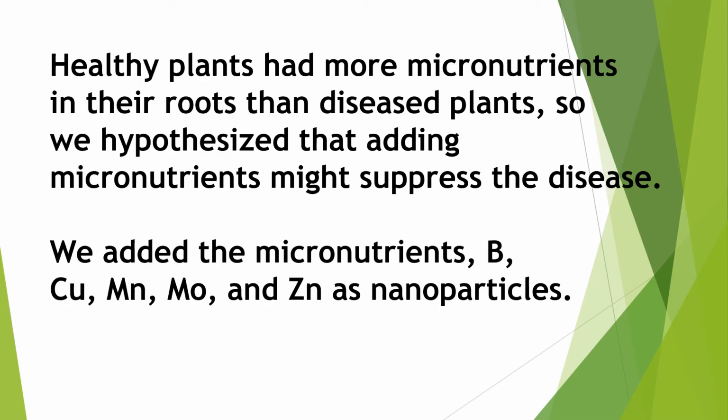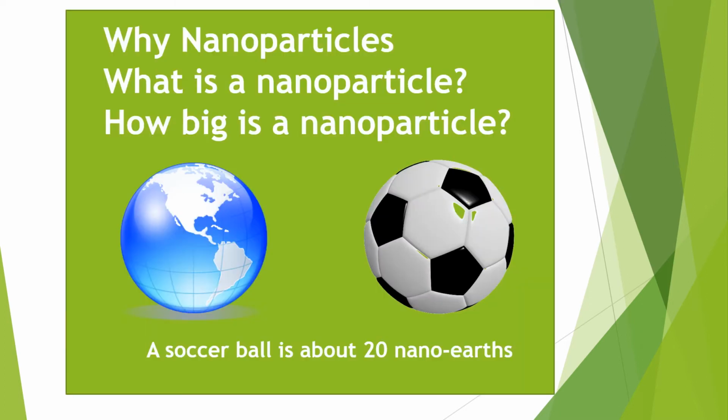Now, we had found that healthy plants had more micronutrients in their roots than diseased plants. So we hypothesized early on that adding micronutrients might suppress this disease. So we did studies where we added the micronutrients boron, copper, manganese, molybdenum, and zinc, and we added them as nanoparticles. Now, why nanoparticles? What is a nanoparticle?